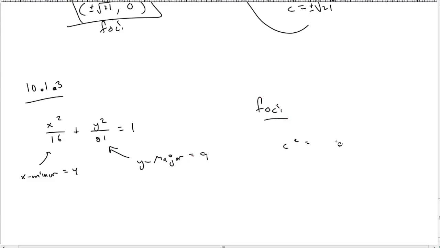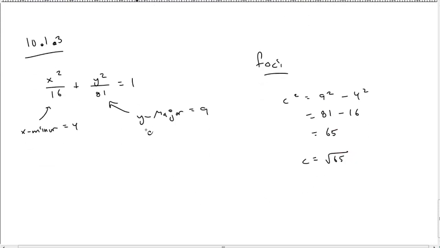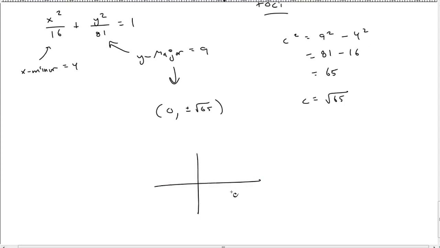So c squared is going to be equal to 9 squared minus 4 squared. Or again, you could just immediately put in your 81 minus 16. That's okay as well. I got 65, and so then when you square root both sides, you get the square root of 65, and because it's the y major, your foci are going to be along the y axis, so you're going to be putting them as 0 for x and plus or minus the c value for y. And so let's graph all this together and see what we're going to get.